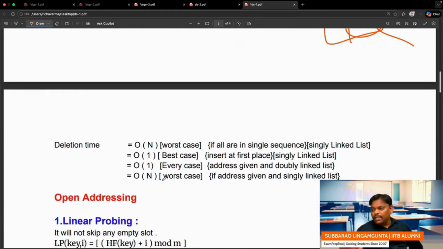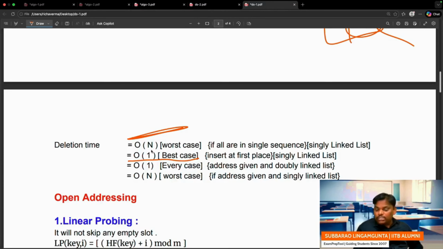Deletion. If you want to delete, first you have to find. Same story. So see this one, deletion time. What is the worst case? Finding is n. Afterward, deletion may be constant. Next one, best case finding is 1. Afterward, deletion is constant. So if all are in a single linked list, right? Suppose all are placed in different places, then best case.